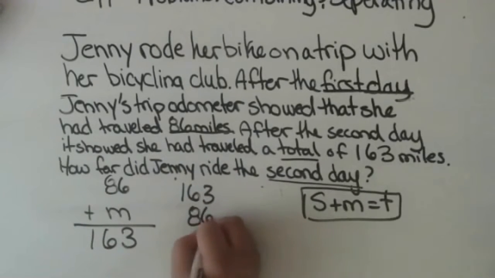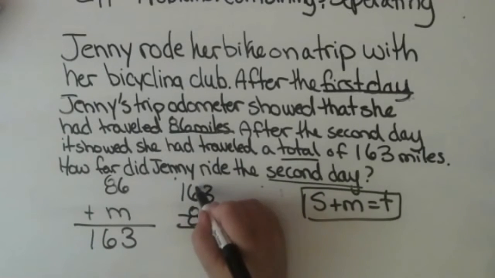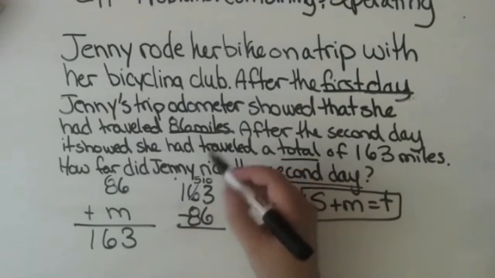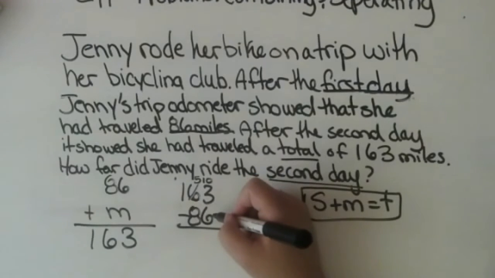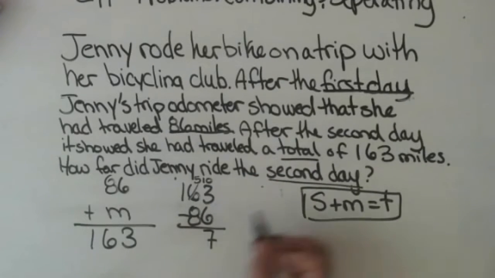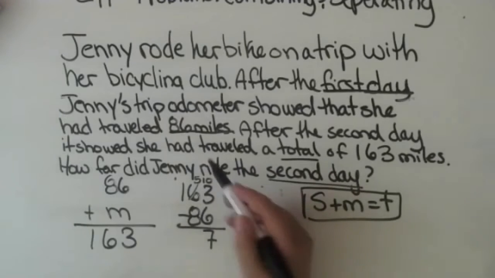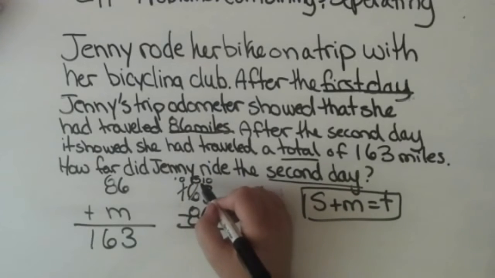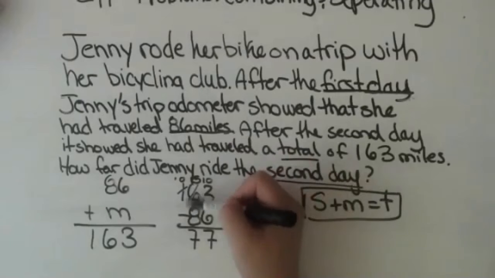163 take away 86. 3 take away 6 I can't do. I need to borrow from the 6, which makes that 5. This becomes 13 because I've brought a 10 over from that column. So this is now 10 plus 3. So 10 plus 3 is 13. 13 take away 6 is 7. We have 5 take away 8. Can't do that. Borrow from the hundreds. Bring 100 over. We now have 150, but we'll say 15 to make our life easier. 15 take away 8, which is also 7. And 0 take away nothing is 0. So we now have 77.